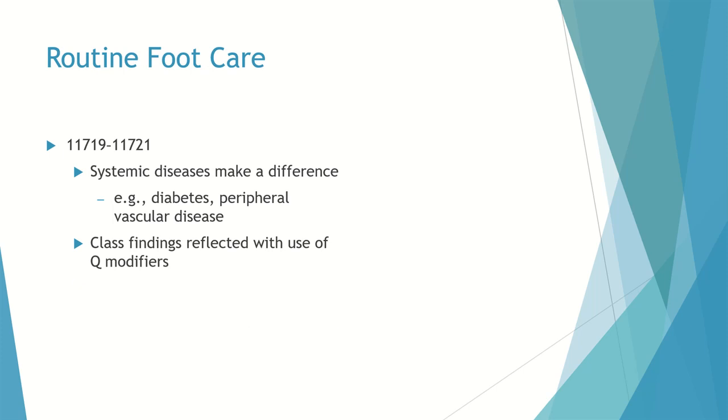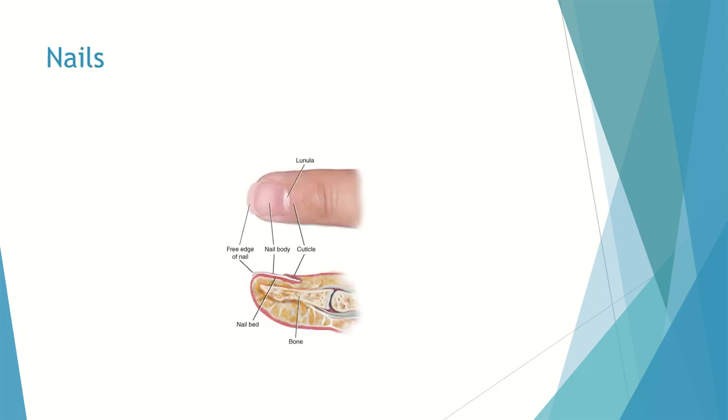Then we have routine foot care, 11719 to 11721. Systemic diseases make a difference, for example, diabetes, peripheral vascular disease, etc. Class findings are reflected with the use of Q modifiers. Here's an image of your nail.